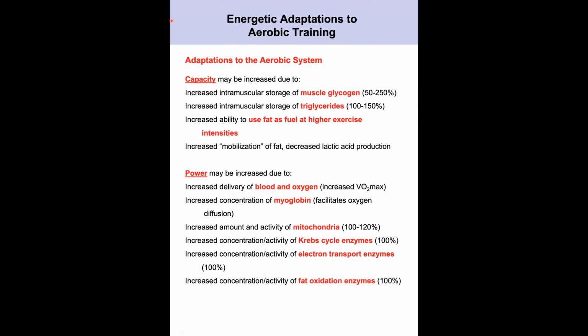You get more blood flow. And not only do you get more blood flow, but you also get more mitochondria, right? So you get more sites to uptake that oxygen. So we have increased amount and activity of mitochondria. This is where the ETS is taking place. And then because of that, your concentration of the Krebs cycle enzymes, which happens in the mitochondria, increases. More electron transport enzymes because more mitochondria. And then we have more beta oxidation enzymes as well. So that's pretty significant. If you're looking at those percentages, there's a lot.